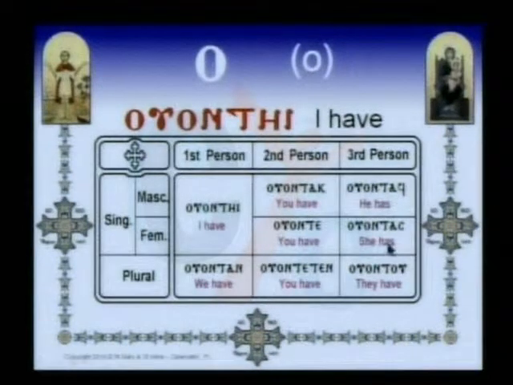Here the third person, he has, she has, and they have. U1taf, he has. U1tas, she has. U1tu, they have. The plural always looks a little bit harder, but we can look at it again. We have U1tan, you have, for plural is U1teteen, and they have U1tu.